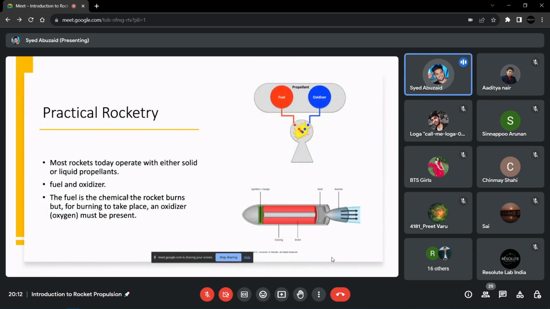And this is the practical rocketry nowadays. These are both of the technology. The first one is the liquid propulsion system, and the second one is the solid propellant rocket, basically a solid fuel powered rocket. The first one has two types. There is a different type of fuel that is called liquid propellant. Another one is the solid fuel, which is in the form of solid. So basically, these are all categorized.